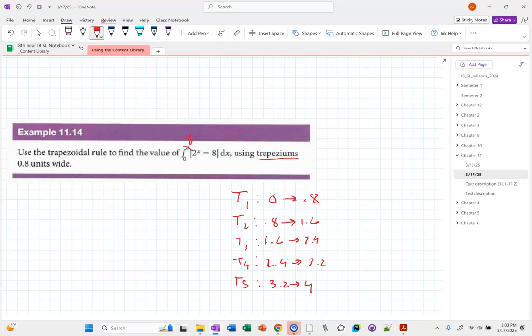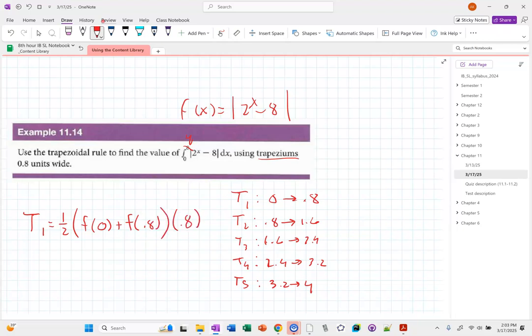Everybody feel okay there? So T1 is going to be 1/2 times, let's call f of x this guy. And I'm just going to write this as f of 0 plus f of 0.8. And then the height will be 0.8 for all of these, right?